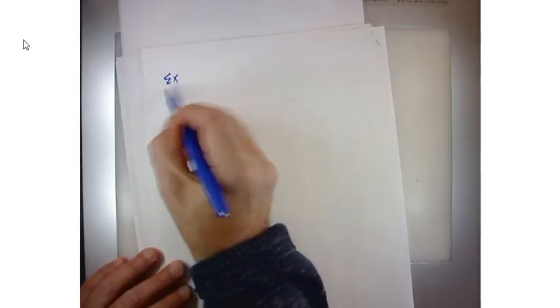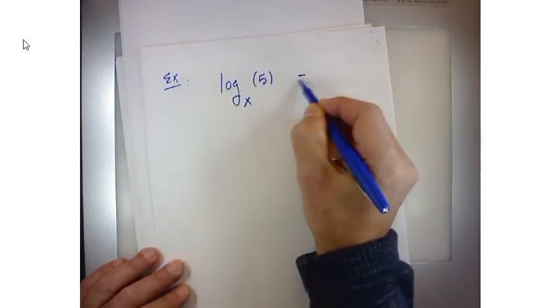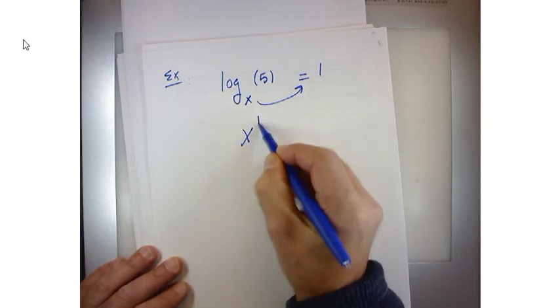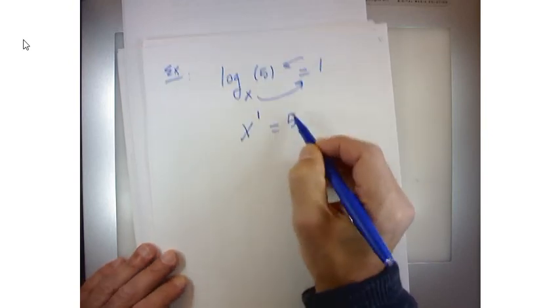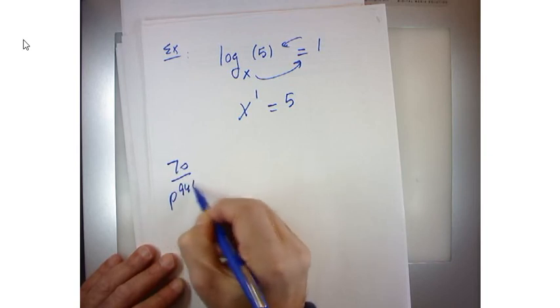So now, more examples. This time x is in the base. So log base x of 5 equals 1. Same concept. x to the 1 equals 5. So x is 5.